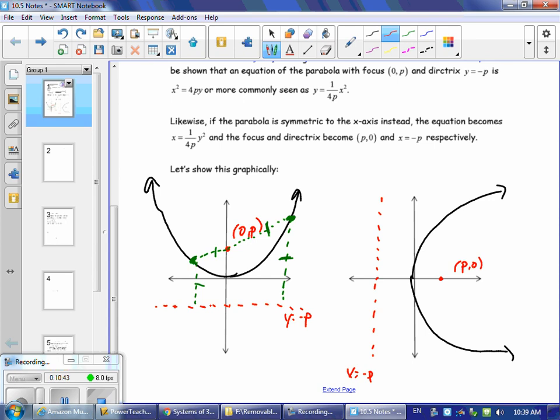So once again, the distance from any point on the parabola to the focus should be the same distance to the directrix. All right, there's the idea. Spent way more time on that one than I really wanted to. Hopefully that gives you a semi-decent visual of it, though.